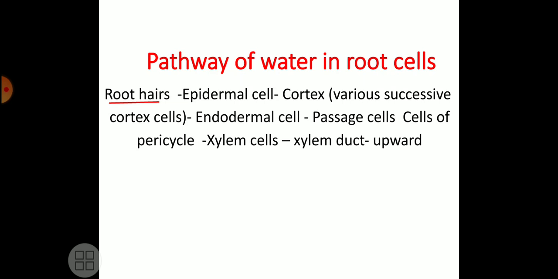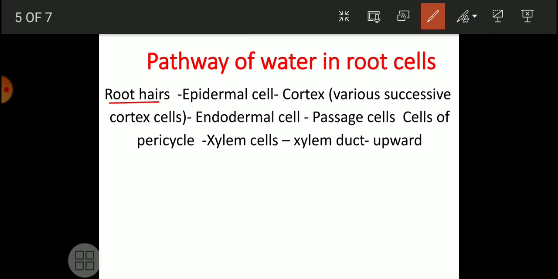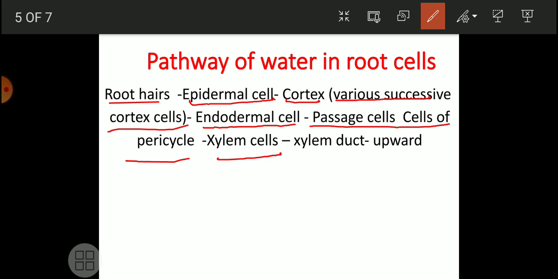Now the epidermal cell. From the epidermal cell, water enters into the cortex, but there are many successive cortex cells that it passes through, and then it reaches the endodermal cell, and from the passage cells of the pericycle, it then enters the xylem, and then the xylem duct and upward movement starts. So this is actually the pathway you have to keep in mind.